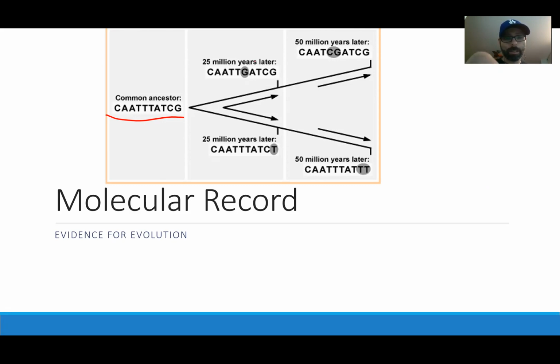And over time, they get mutations in different spots. And so after 25 million years of being apart and not reproducing thanks to reproductive isolation, now there are two differences between those gene sequences. But then you come back another 25 million years later and now there are four differences. And just like we talked about many times before, the longer they're apart, the more differences should arise, right?